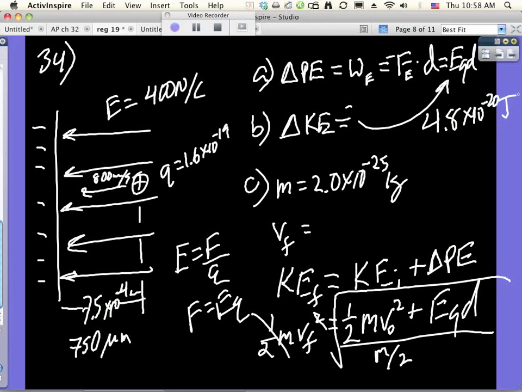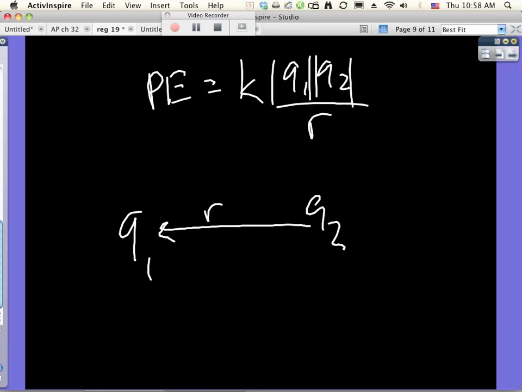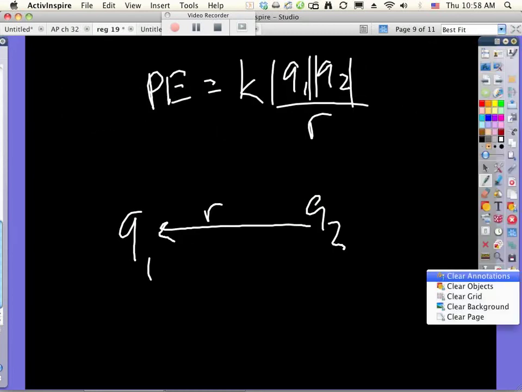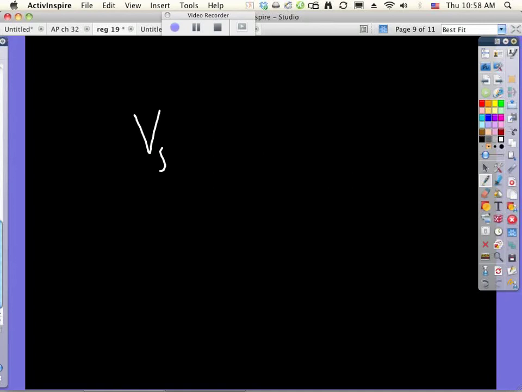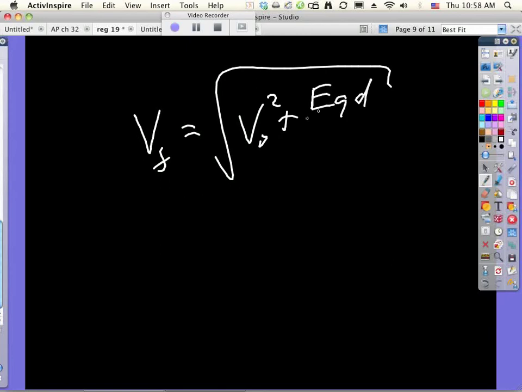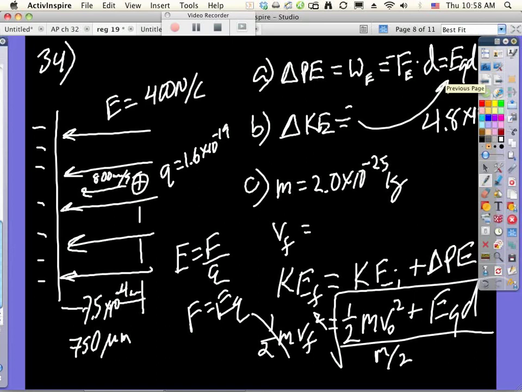And when I do that, basically, that's going to cancel that 2 from that and that m. So I'm going to get V final is equal to the square root of V0 squared plus 2EQD over m, I believe. Double check my algebra, but, right? If I divide EQD by m over 2, I'll get 2EQD over m. The m's will cancel, and the 2 cancels the 1/2.